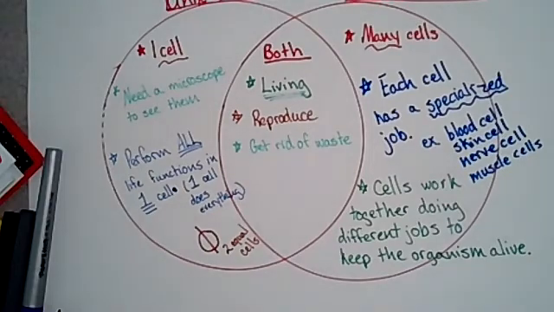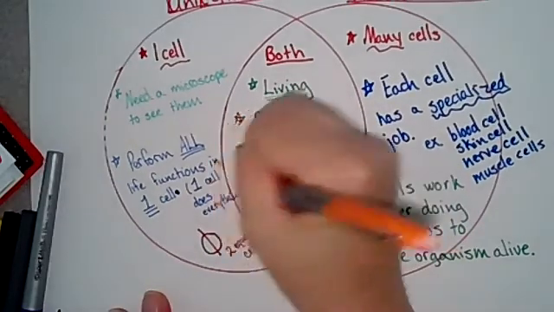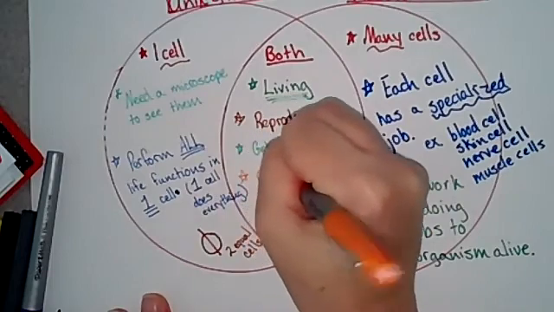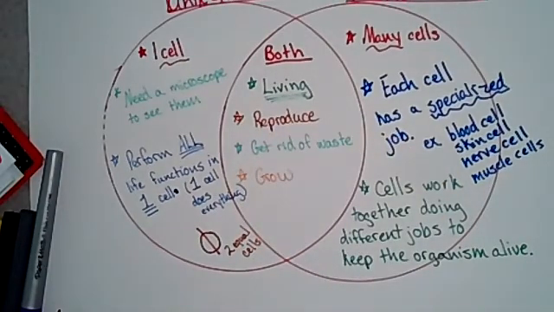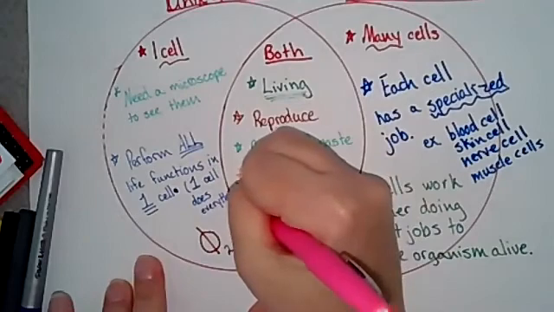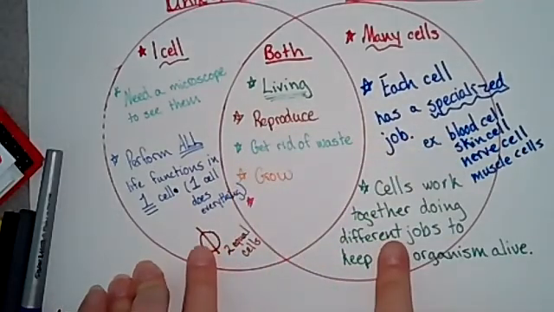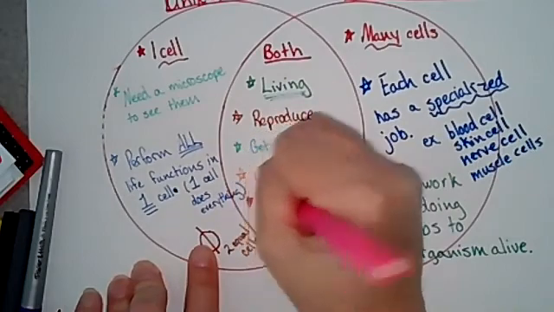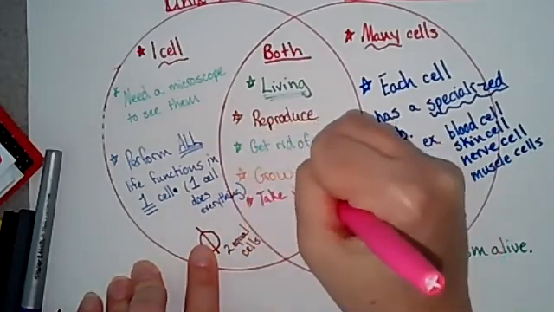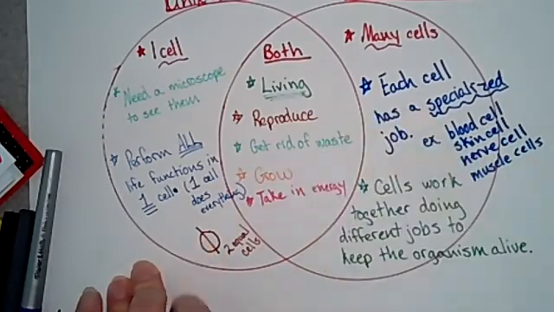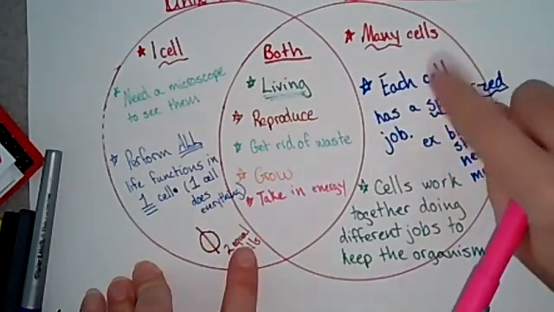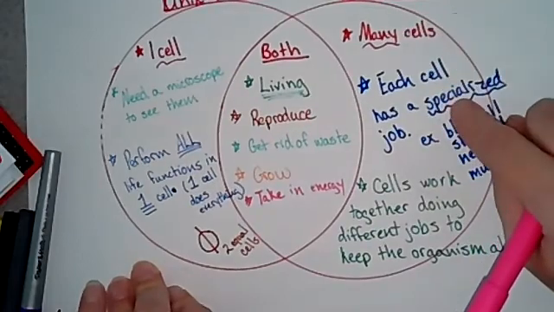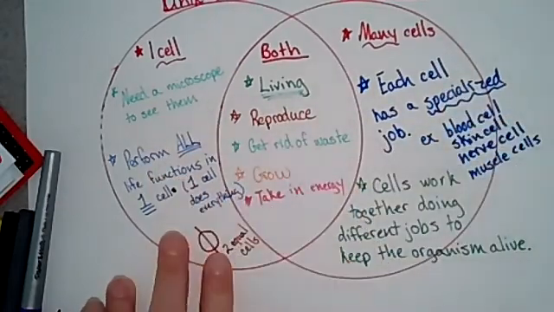All right. Next thing that both of them do, both of them grow. Plants grow, humans grow, cells grow. Next thing that both of them do is both of them need energy. They take in energy. They take in energy. Ms. Ross, what do you mean? Plants get their energy from the sun. That's over here. Unicellular organisms, they also take in energy.